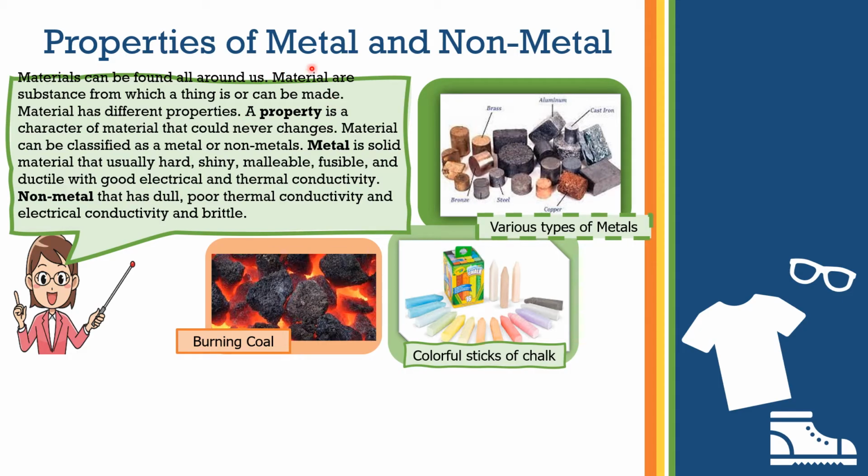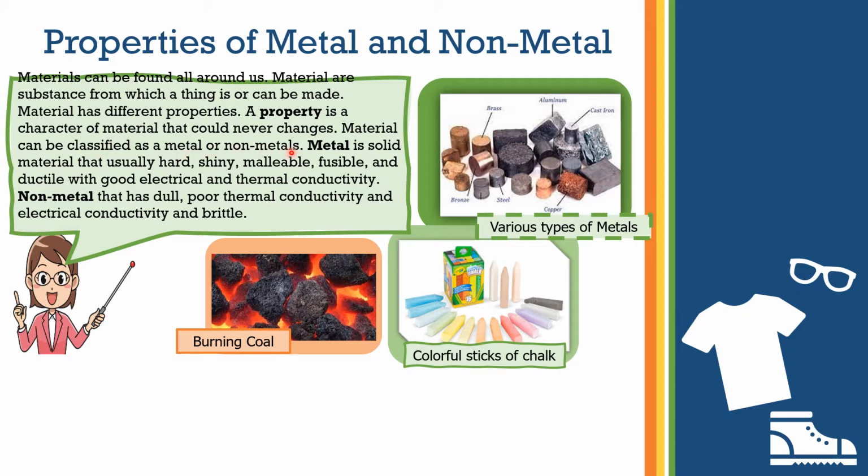Properties of metals and non-metals. Materials can be found all around us, and materials are substances from which a thing is or can be made out of. There are different types of materials with different properties. A property is a character of a material that could never change.